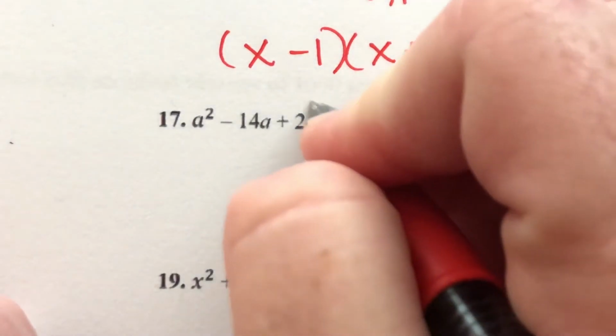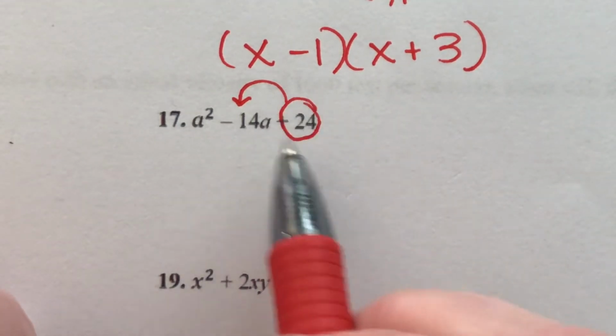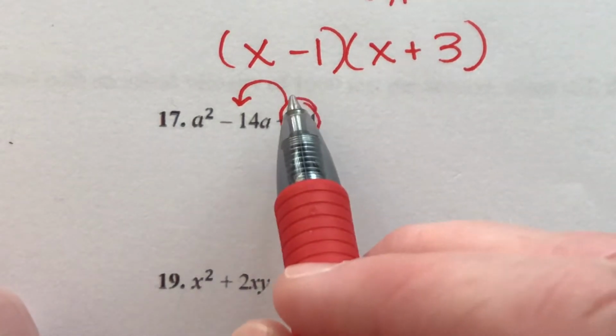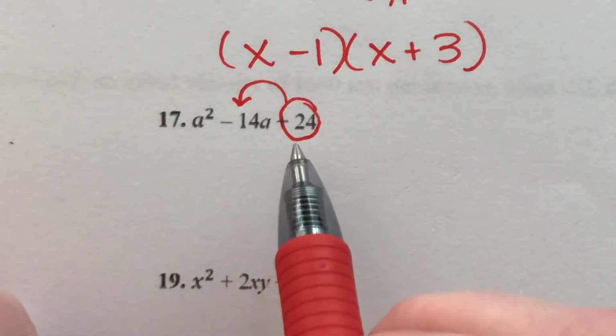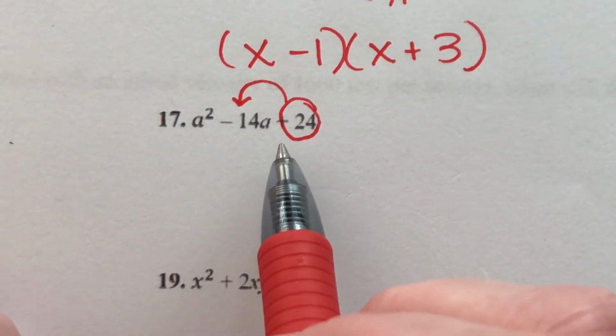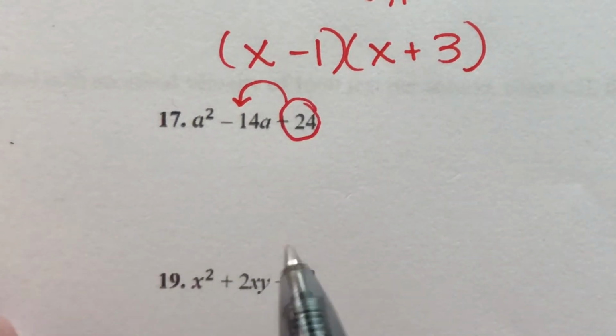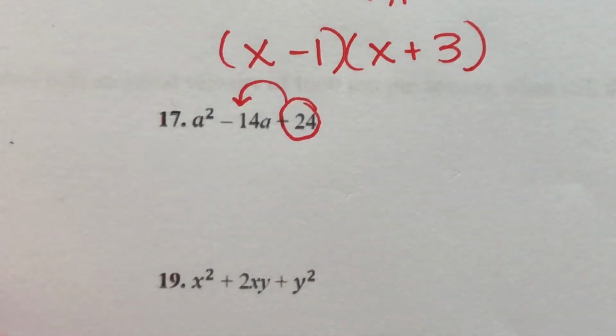Factors of positive 24 that add up to negative 14. All right, so how do I come up with a positive answer when I multiply, but a negative answer when I add? Both numbers are going to have to be negative, right? Because a negative times a negative gives us a positive. A negative plus a negative will give us a negative.